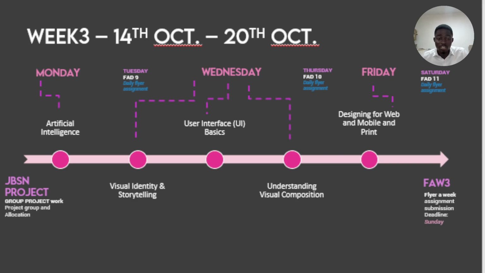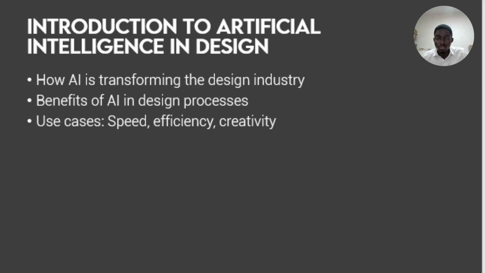That's why in our lessons we've explained how to actually get good clear images even when downloading from the internet. Okay, so we'll be looking at that, and that is the overview for week 3, 14th October 2024 to 20th. All right, then after I will give you your FAW for the week and you are good to go. So what is artificial intelligence in design?